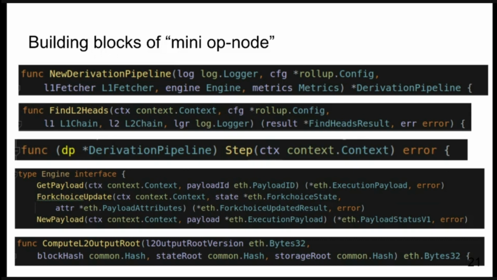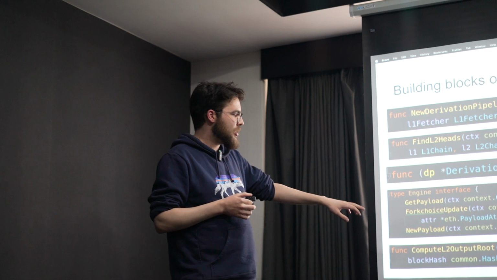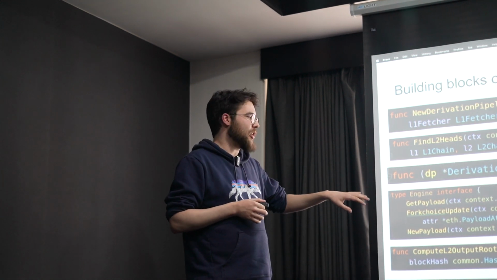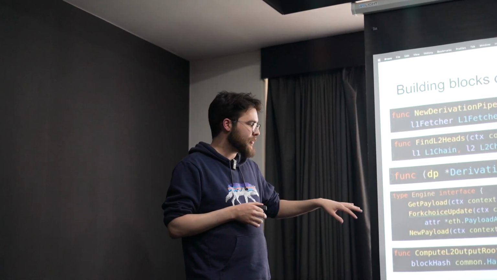Then there's this step function. So once we have hooked up our inputs, it's just a matter of processing everything until it dries up, until there's no more new input. And then there's this engine, the thing that separates the derivation from the EVM. And I'll get to this. We can implement the EVM like this in memory pretty well.